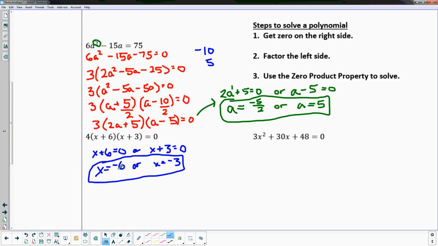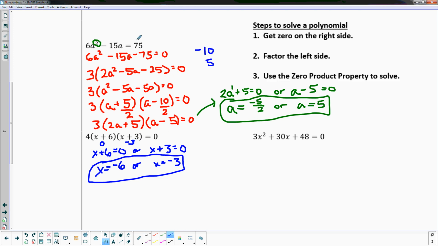Let's look at what happens if we try one of those answers back in our equation. If x is negative 6, the 4 stays as 4. Negative 6 plus 6 is 0. And then over here, negative 6 plus 3 is negative 3. But if you notice, 4 times negative 3, that's negative 12, but when we multiply it by 0, we get 0 for an answer. That's where the zero product property comes into play.